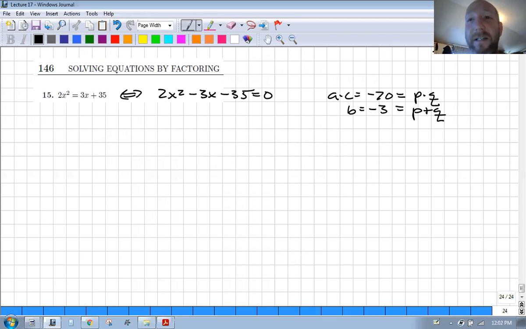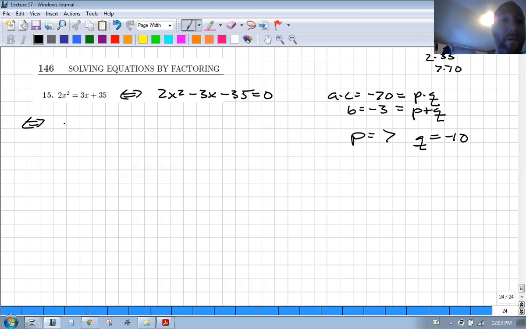Let's see, 70 is 2 times 35. No, it's not divisible by 3. How about 7 and 10? If the 10 is negative and the 7 is positive, that gives us negative 70, and they add to give us negative 3. So let P be 7 and Q be negative 10. We'll rewrite this minus 3x as 7x minus 10x.